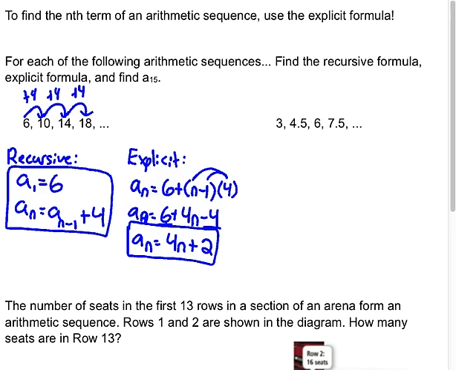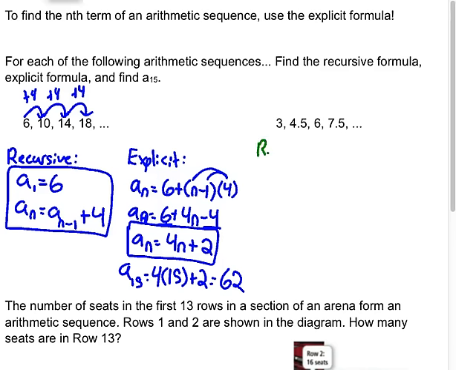And then if I want to find A of 15, remember for that, use the explicit formula. Just plug that 15 into the explicit formula. So 4 times 15 is going to be 60, plus 2, so it would equal 62. But again, the biggest thing there is just knowing the explicit formula is what you want to use to calculate any term like that. All right, let's move on to our next example.